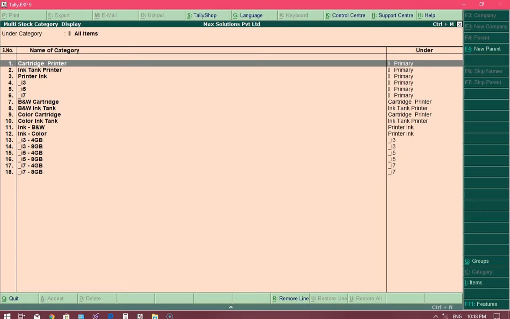So at this point we have created groups and we have created the categories for stock items, but the actual stock items are to be created yet. So now next step would be to create stock items, and then we will put them into its respective groups and we will assign a category to it.